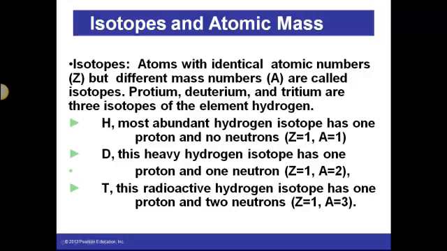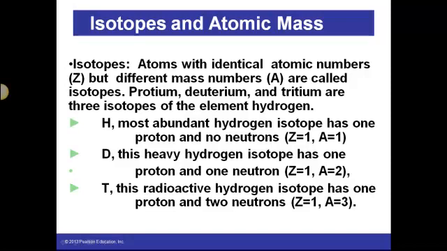So in this section, we want to talk about the concept of isotopes. Atoms that have identical atomic numbers, the Z number, the number of protons, but different mass numbers, or A's, are called isotopes of the same element. Protium, deuterium, and tritium are three isotopes of the element hydrogen.